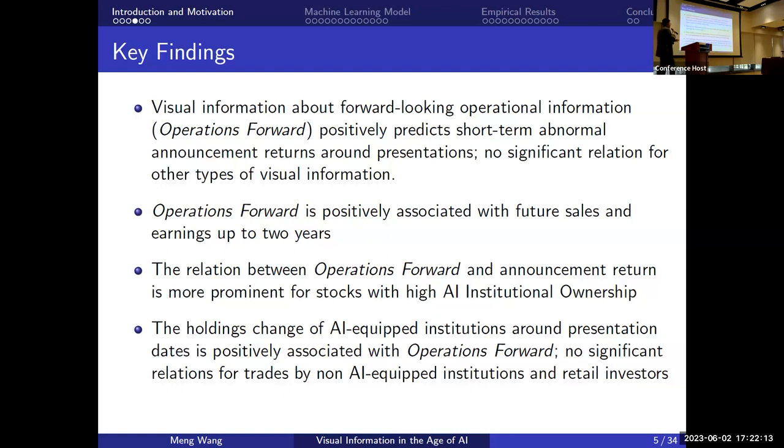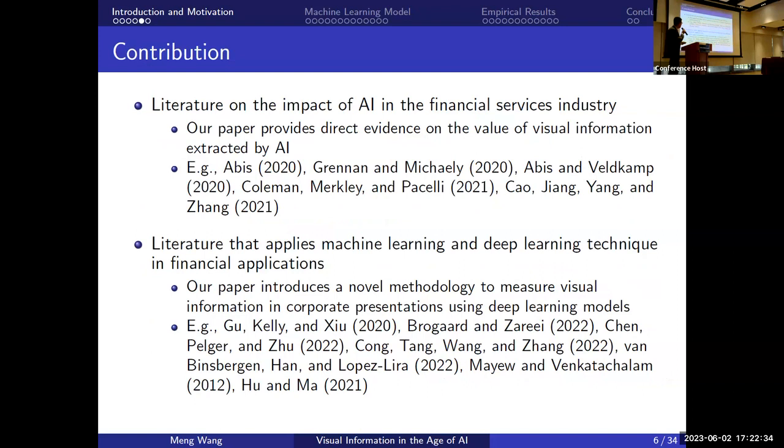Our last finding is that the holding change of AI institutions around the presentation date is positively associated with operations forward. We don't find such a relation for the trades of non-AI institutions, and we don't find such a relation for retail investors. As for contribution, in the interest of time, I'm going to quickly go over this list.